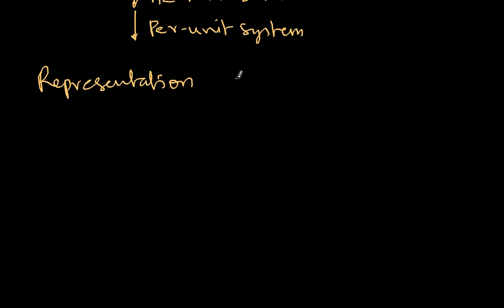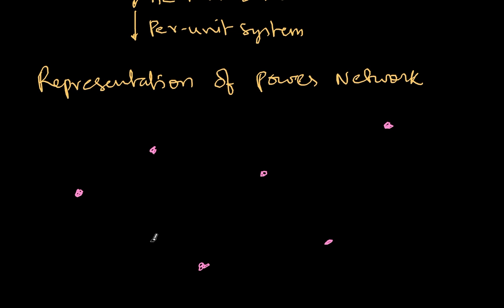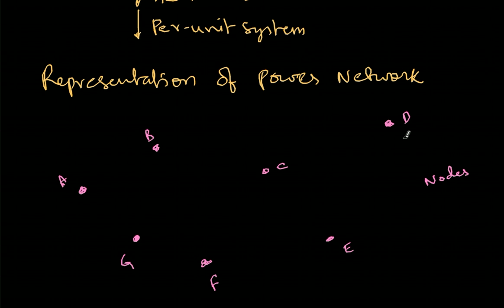Now in this topic, what we do is representation of a power system network. When you say network, a network will have nodes and it will have branches. Let's say these are the nodes. These nodes in a power system network could be cities. I can label the nodes A, B, C, D, or I can also give numbering and so on. So these are called nodes, while we also have what are called branches.